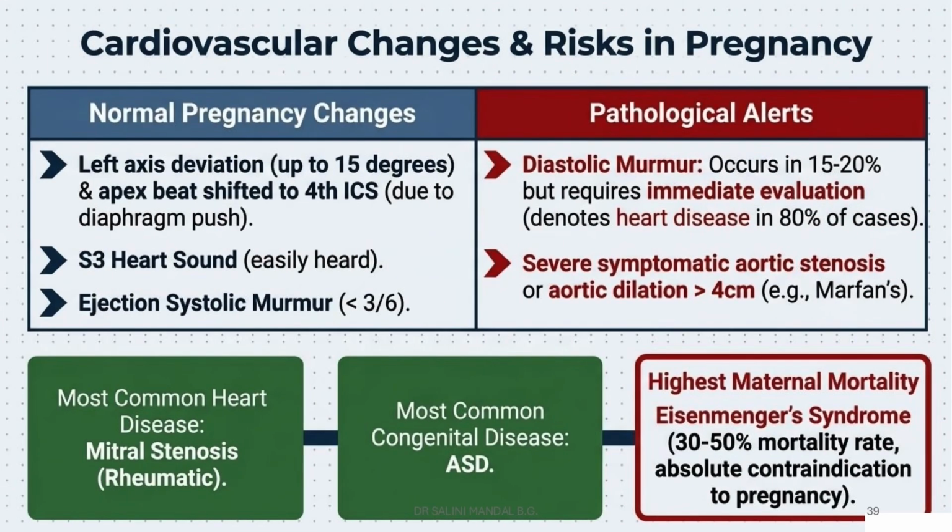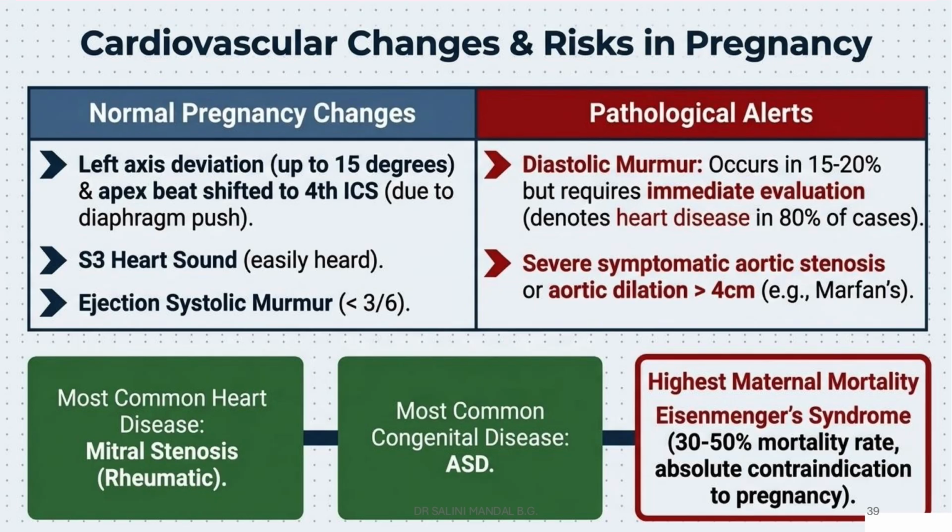Okay, next one is about the cardiovascular changes and risk in pregnancy. We know that in normal pregnancy there is going to be left axis deviation up to 15 degrees, and the apex beat is shifted to the fourth intercostal space, because the diaphragm is pushed upwards. The third heart sound, S3, is heard, and an ejection systolic murmur is also there. But whenever we talk about a diastolic murmur, remember we need immediate evaluation, because that can denote heart disease in 80% of the cases. Severe symptomatic aortic stenosis or aortic dilatation of more than 4 centimeters can give you an idea of Marfan's syndrome.